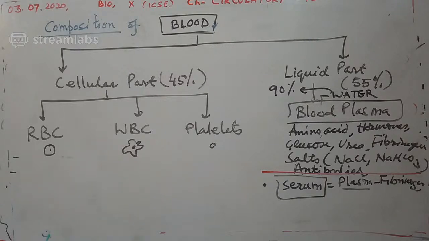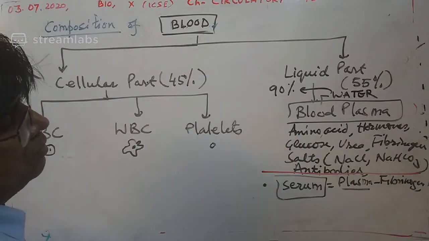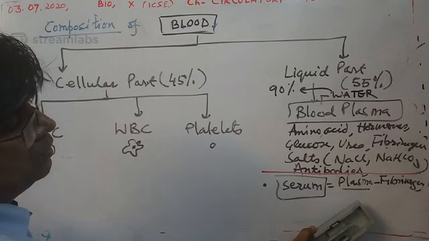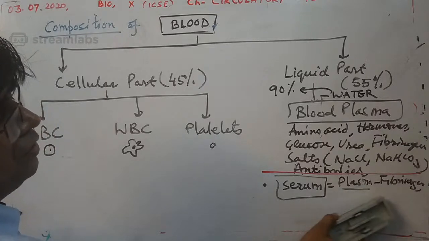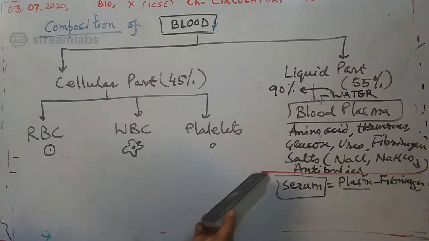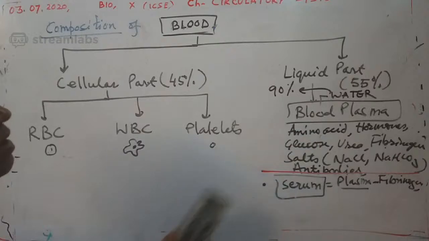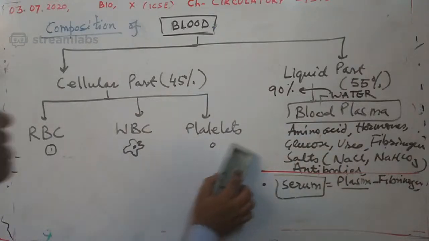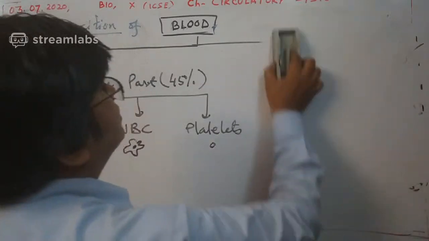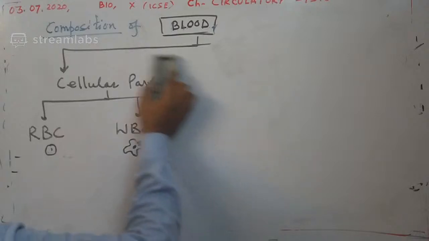So I was here yesterday. I talked about this part, plasma. I told you about serum: if you take out fibrinogen from plasma, that part is called serum. This is the composition of plasma: 55% of the blood, and in plasma 90% water is there with these following components. This is something very important to understand. And let's understand the next part of the blood, that is RBC, WBC, and platelets. Let us understand them one by one.